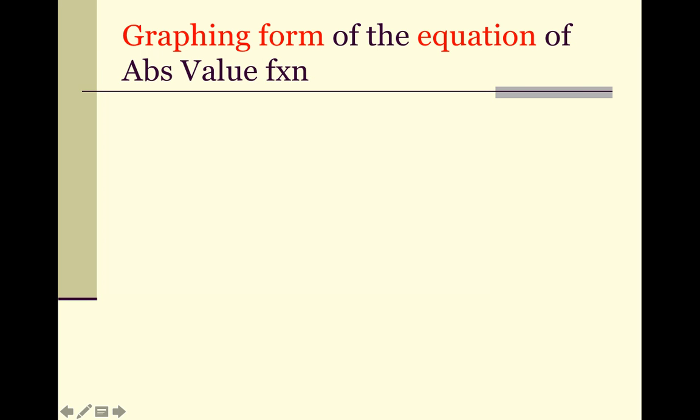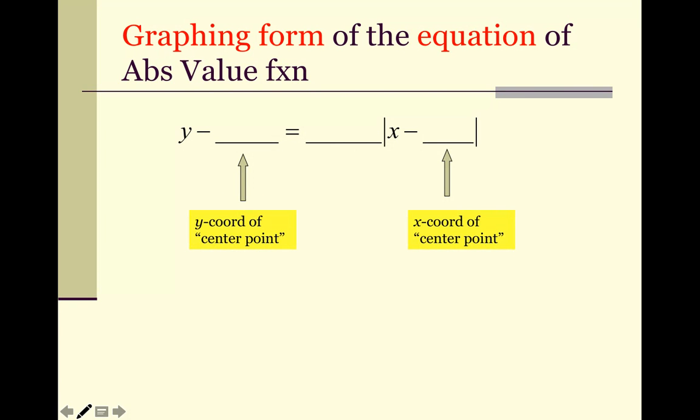The graphing form of the equation of an absolute value function looks like this, right? I'm going to start it off and it's going to look pretty similar to when we dealt with a linear function. These two right here are going to be the x-coordinate and the y-coordinate of your center point, of your vertex. So I'm going to refer to them as h and k.